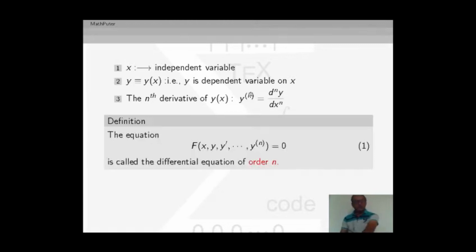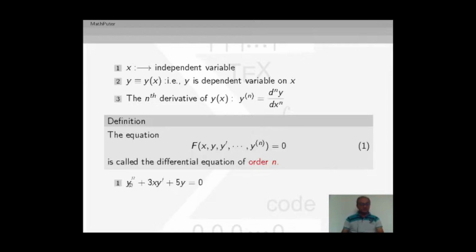The definition of a differential equation of order n, which we already learned at school level: an equation which contains the variable x, the variable y, which is the dependent variable on x, and the derivatives of y. The highest order derivative is called the order of the differential equation. Let us discuss the examples.